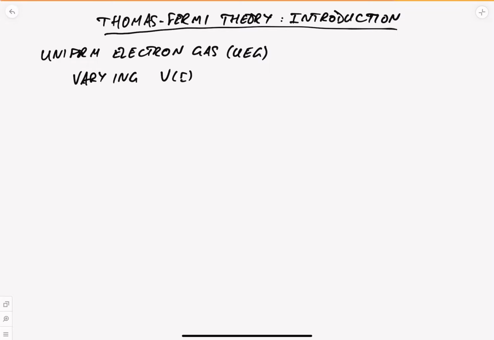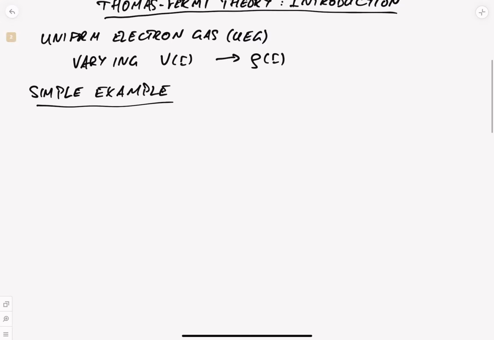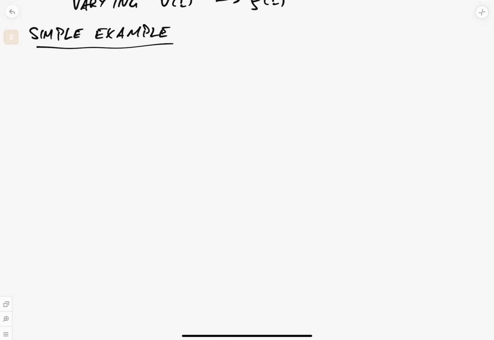So the question is, if an electron gas experiences the field V of R, in other words, a position-dependent potential, what is the resulting density, rho of R? So we're going to start in this video with a simple example just to motivate our thoughts in future videos. So let's start by considering a non-interacting uniform electron gas in a box.